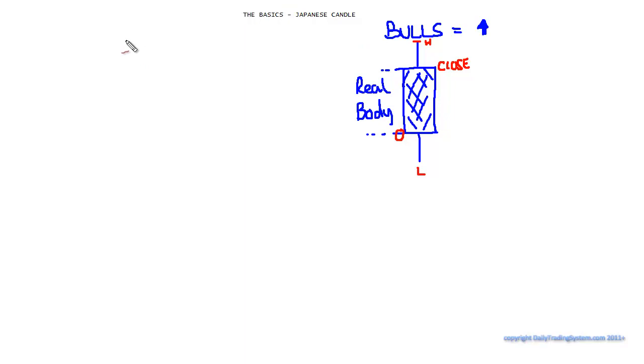Let's take a look at the bears before we move on. The bears favour the price to go down.